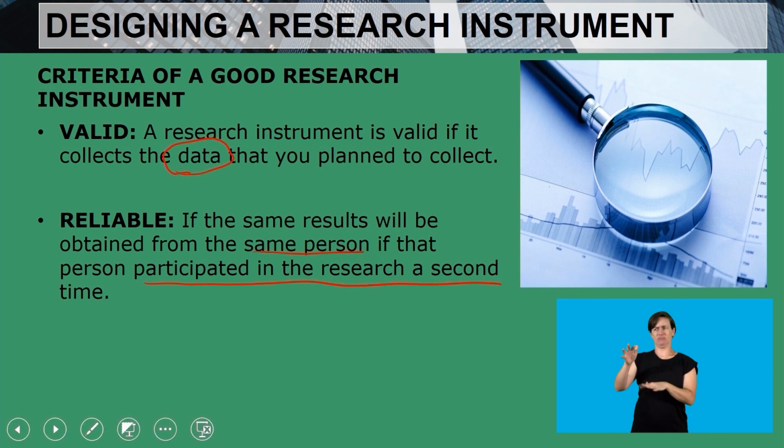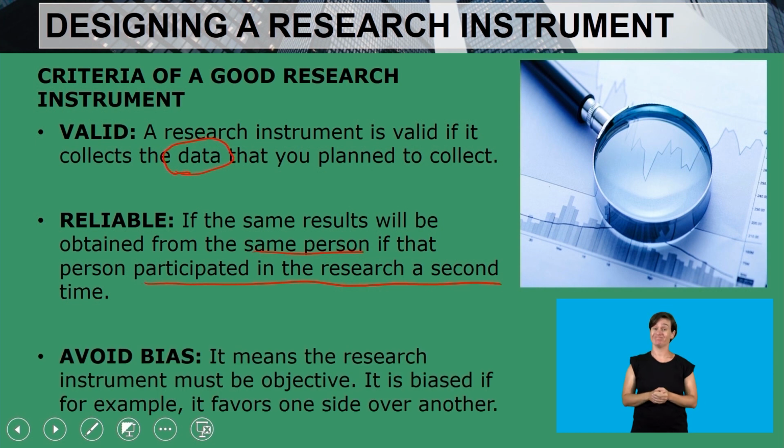So lastly, is it not biased? Right, so we should avoid bias. It means that the research instrument must be objective and not subjective. What does that mean? It is biased if, for example, it favors one side over another. Because it is you, you are my aunt, you are selling this, definitely I would buy it. Then you are being biased. So it should avoid bias. That is a criteria of a good research instrument.